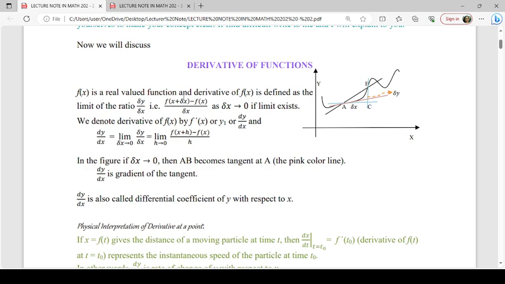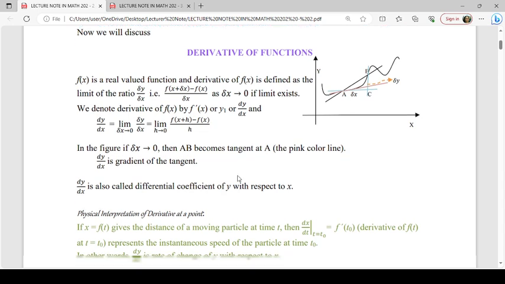f of x plus delta x. When f(x) is a function, we give an increment delta x, then f of x plus delta x will have some value, and this difference is delta y. So this is delta x, this is delta y, then this ratio delta y by delta x, and we take this limit as delta x tends to 0, and this gives us the derivative of the function with respect to x.